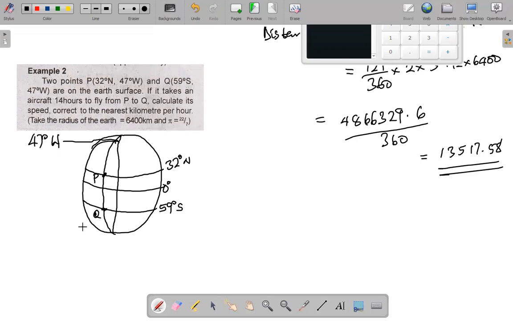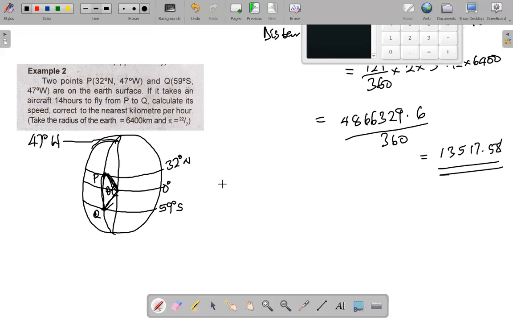Now the distance between P and Q, this arc, we need to get the angle between them. This angle, which is theta. How do we get that? The latitudes are in different locations, so the angle between these 2 points will be the addition of the 2 latitudes. Recall from our previous class, when the latitudes are in different locations, we add. When they are in the same location, we subtract.